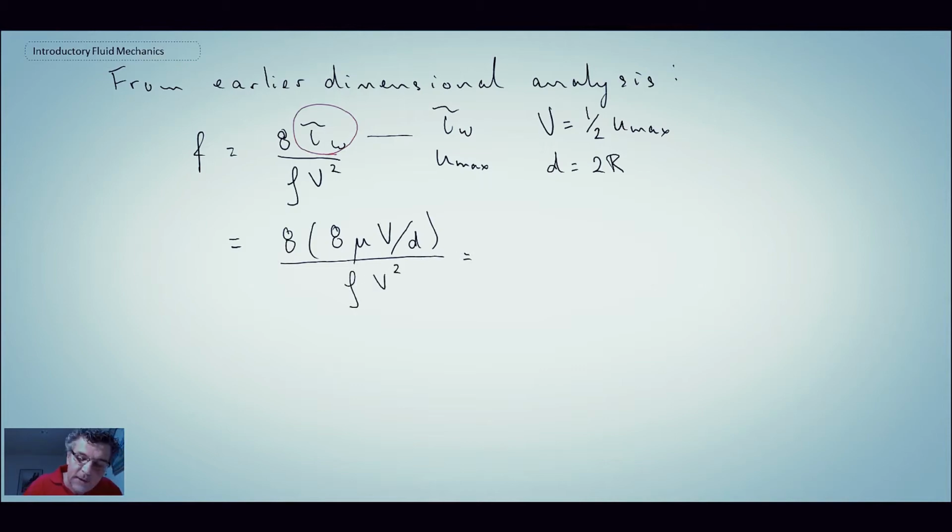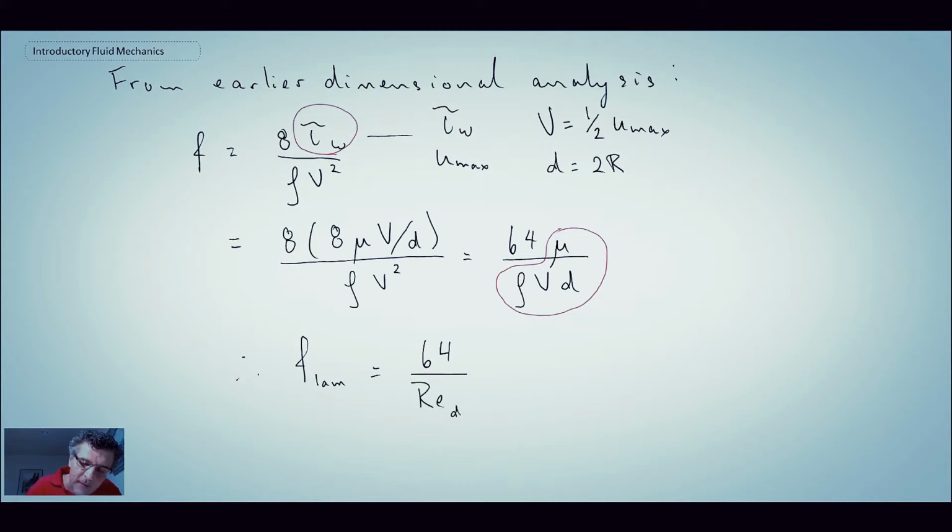And we can rearrange. And we get this expression here. And looking at these terms, this is just 1 over the Reynolds number. So therefore, the friction factor for laminar flow is equal to 64 divided by the Reynolds number based on diameter. And so that's a very nice clean result that we get. And that is the friction factor for laminar flow.